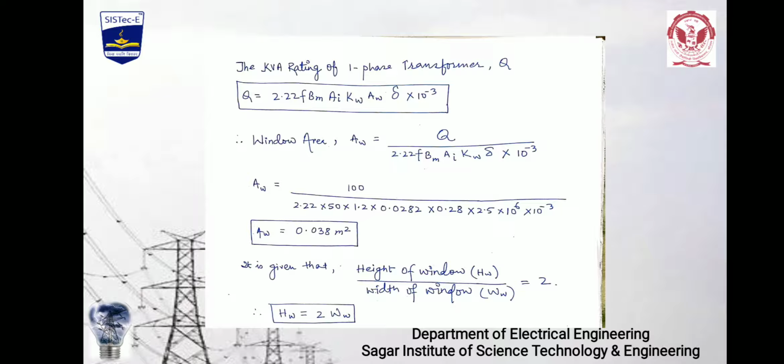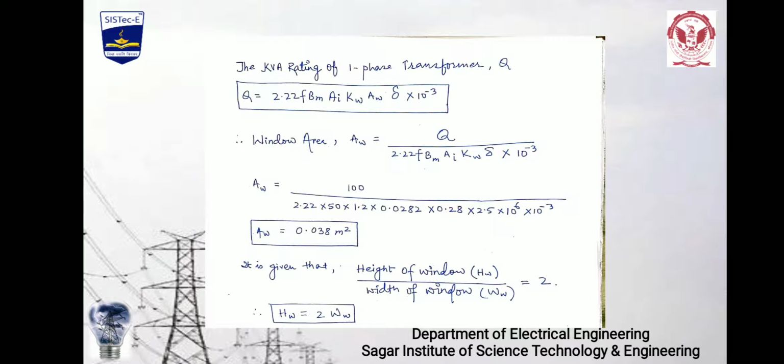The kVA rating of single phase transformer Q is equal to 2.22 F Bm AI KW AW delta into 10 to the power minus 3. Window area AW is equal to Q upon 2.22 F Bm AI KW delta into 10 to the power minus 3. Put the value, you will calculate AW is equal to 100 upon 2.22 into 50 into 1.2 into 0.0282 into 0.28 into 2.5 into 10 to the power 6 into 10 to the power minus 3. AW is equal to 0.038 meter square.